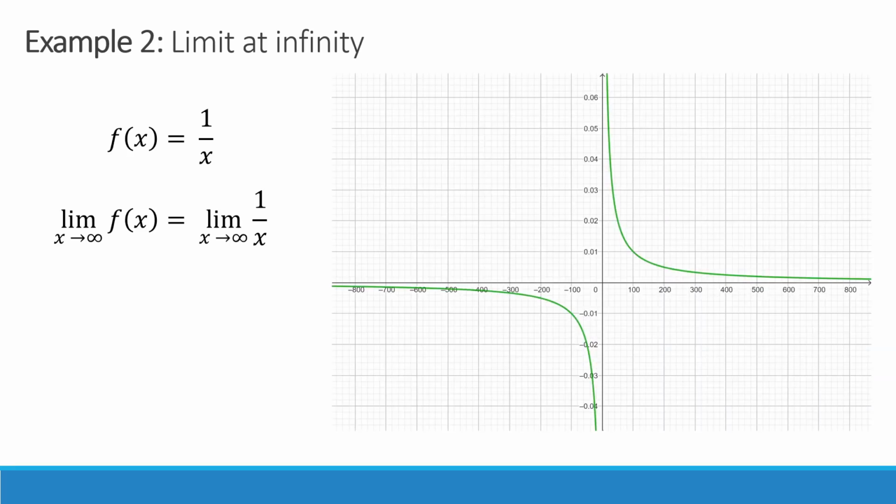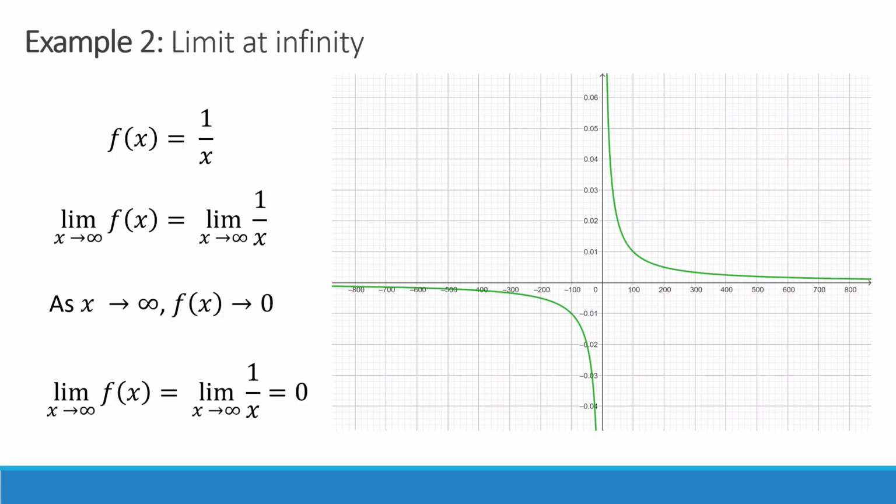Here's the graph of the function. We can see that as x gets large and positive, 1 over x gets small and tends to 0. This is also the case as x gets large and negative. So we can write that as x tends to infinity, f of x tends to 0. Or using our alternative notation, the limit of f of x as x tends to infinity is 0.